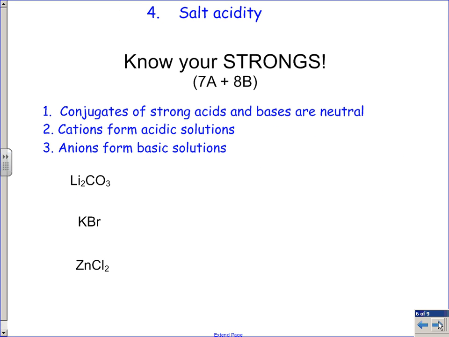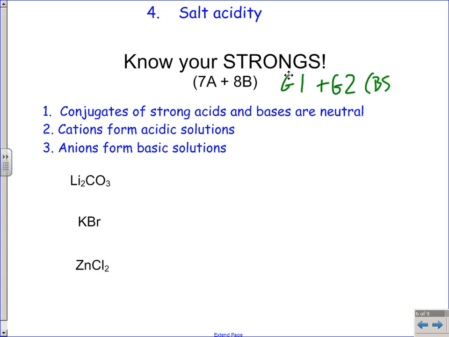Next, salt acidity. Know your strongs. Remember, we looked at 7 strong acids and 8 strong bases. And remember, the 8 strong bases would be our group 1 and our heavy group 2, which would be the CBS substances we're looking at. So you need to know those 15 strongs because conjugates of them are negligible, and that's a very important idea in a number of situations in this chapter, in particular when we're looking at salt acidity.